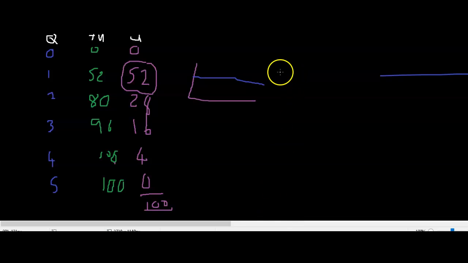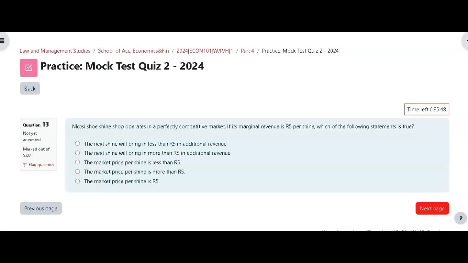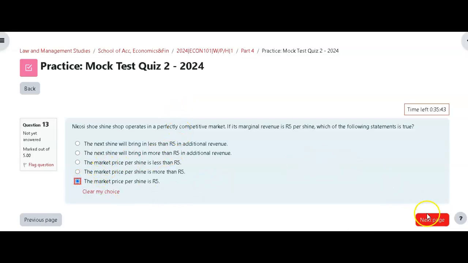Okay, so this is price and this is quantity. So if the marginal revenue over here is 5 Rand, right? If the marginal revenue is 5 Rand, technically the price is also 5 Rand, right? The price, which is the market price, is the same as marginal revenue. So marginal revenue is equal to the market price, right? Always, only in competitive. So don't forget that. That's like a definition you just need to know. So the market price is 5 Rand.